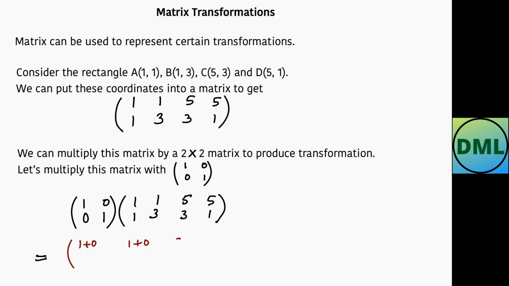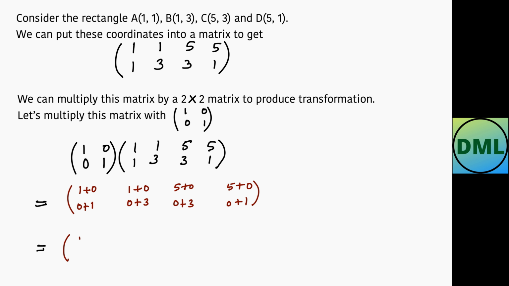That will be 5 plus 0. That will be 5 plus 0. Then this will be 0 plus 1. This will be 0 plus 3. That will be 0 plus 3. That will be 0 plus 1. Let's write down the answer here. That will be 1, 1, 1, 3, 5, 3, 5, 1.